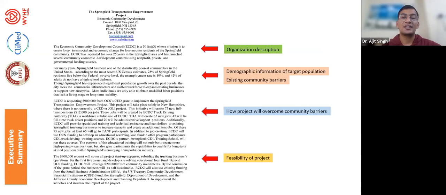This is the organization description a little bit. You have to give that, and then demographic information and target population, and look at the existing community barriers.